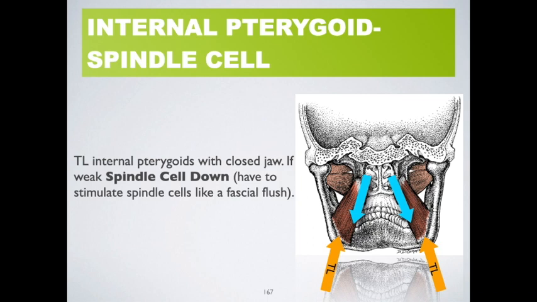If you go back to the internal pterygoid, spindle cell down, that's a little tough. Usually you kind of have to just fascial flush it the same way. Just get in and try to disrupt the goop that's maybe interfering with the proprioceptive function.